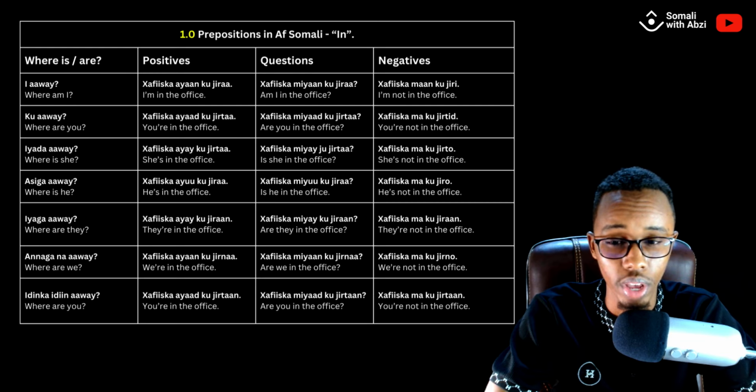The next is we, where are we? Annagana away, xafiiska ayaan ku jirnaa. Question, xafiiska ma ku jirnaa? Negative, xafiiska ma ku jirno.